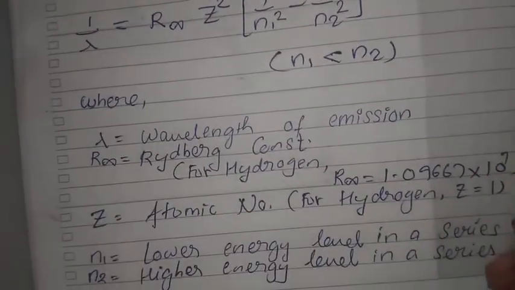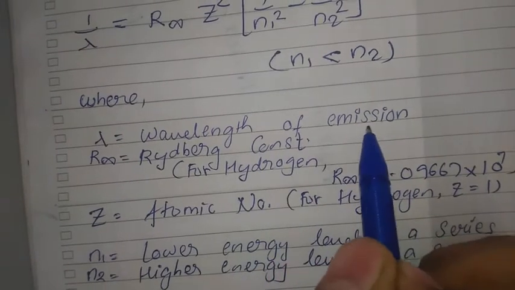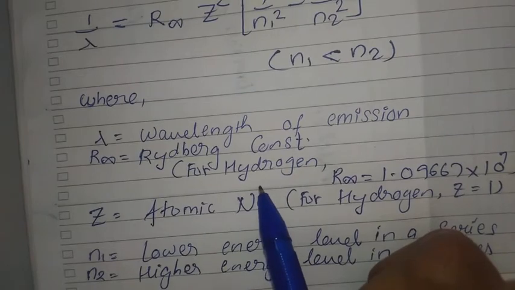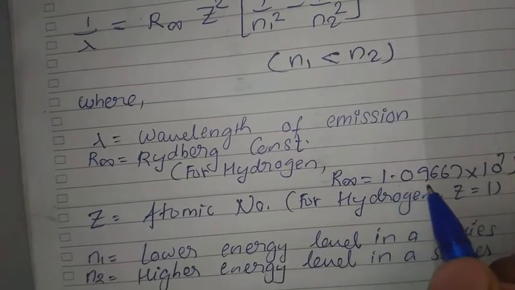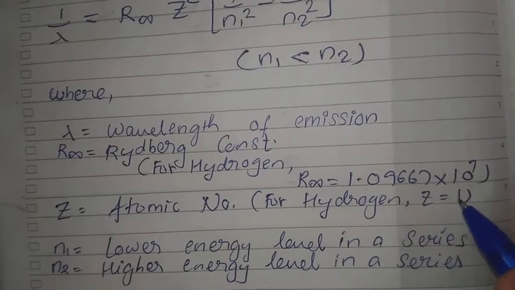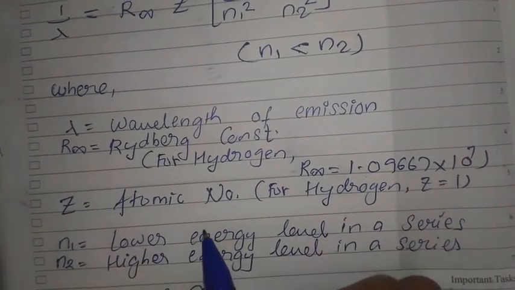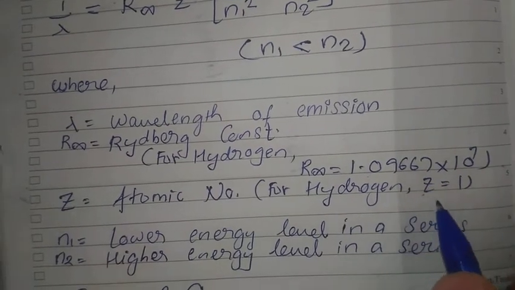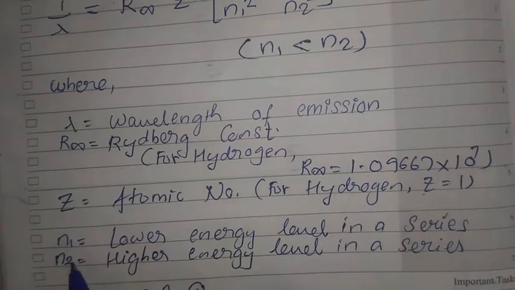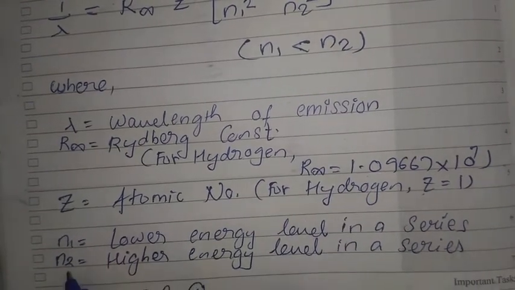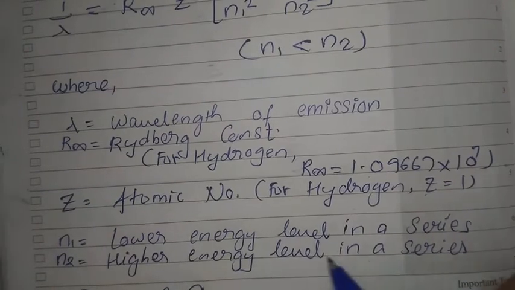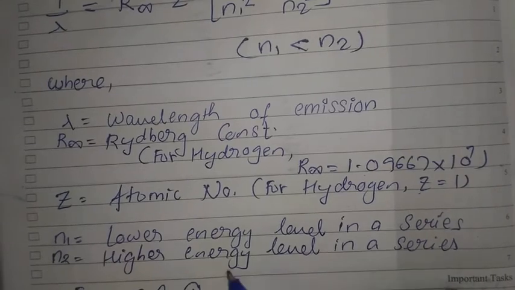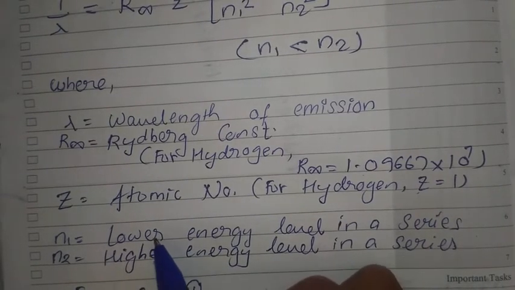Now, lambda is the wavelength of emission, R infinity is Rydberg's constant, and for hydrogen its value is 1.09667 into 10 to the power 7. Z is the atomic number. Here we are talking explicitly about hydrogen, so for it Z equals 1. n1 is the lower energy level in a series and n2 is the higher energy level in the series, and in each and every series an atom will fall from a higher energy level to a lower energy level.